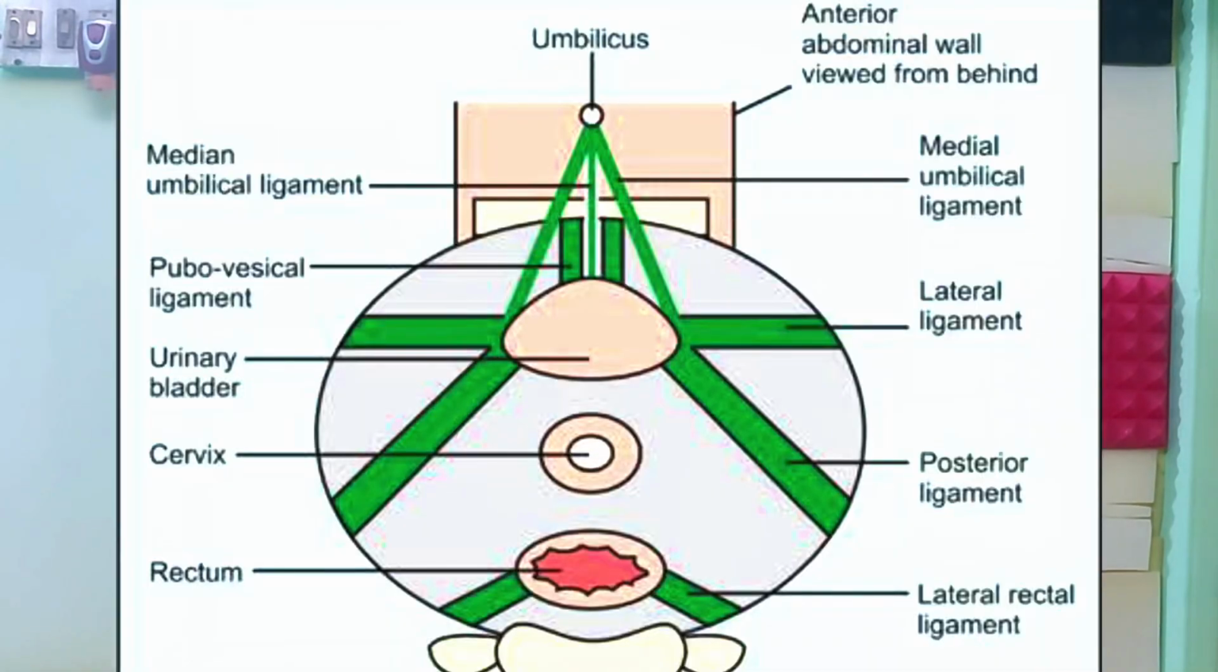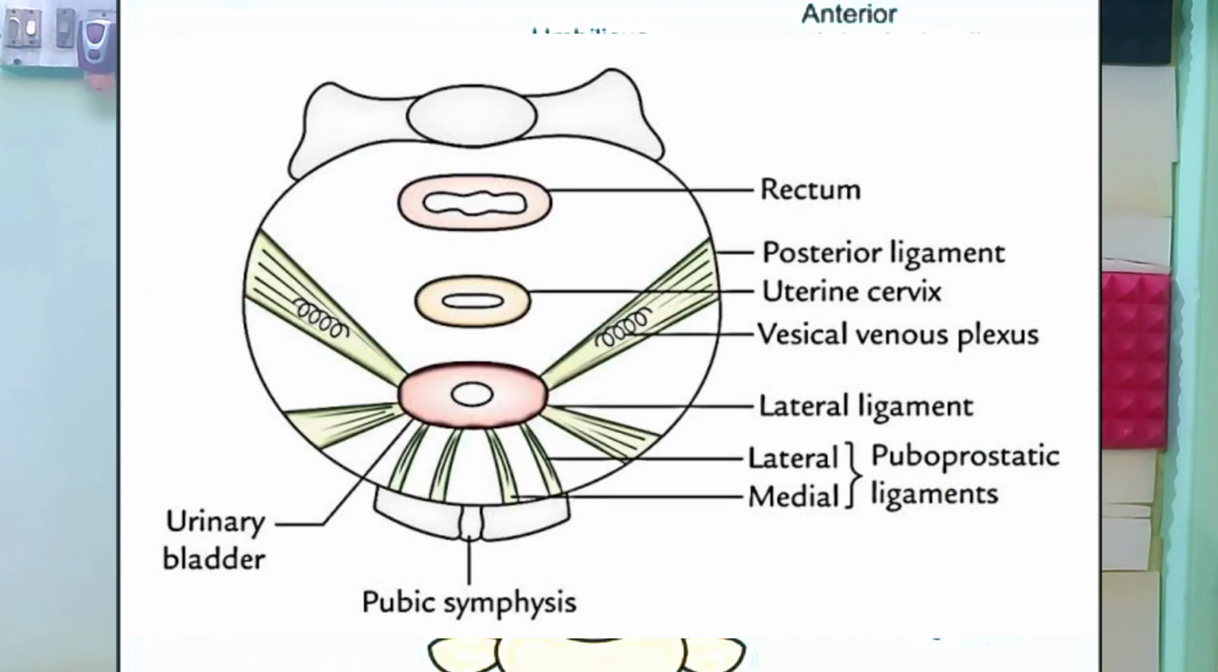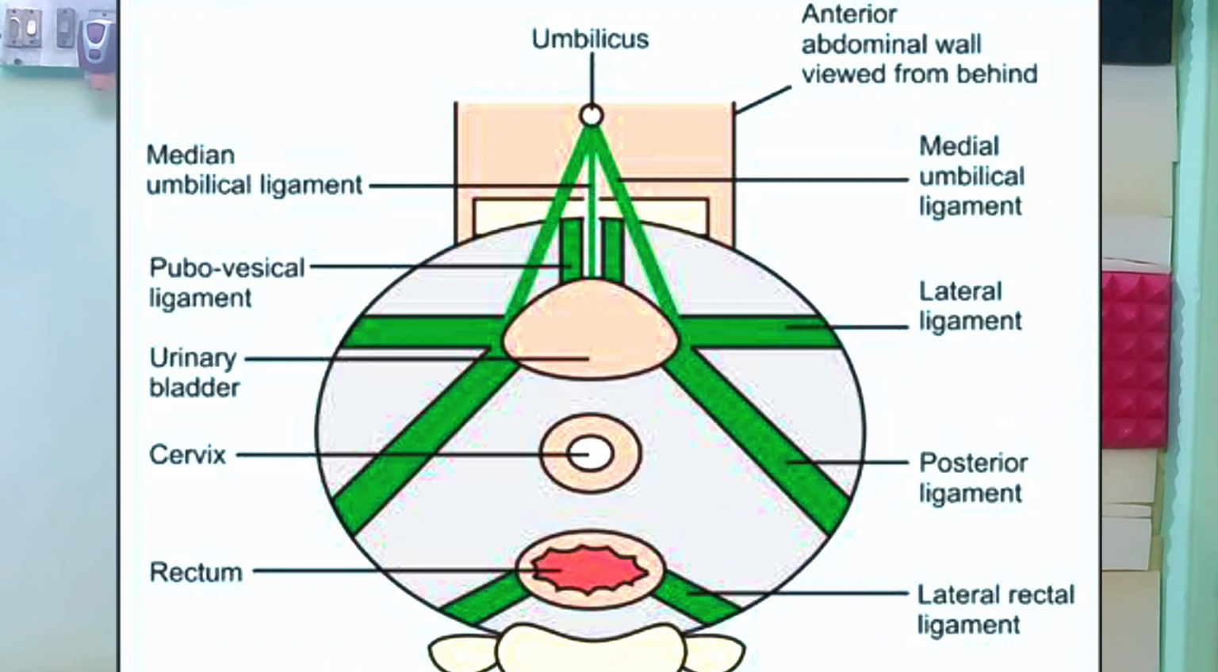As you can see in this photo, the true ligaments are named like lateral true ligaments, lateral puboprostatic ligament, medial puboprostatic ligament, and in female, because female doesn't have a prostate, you will find pubovesical ligaments, then the posterior ligament of the bladder and median umbilical ligament.